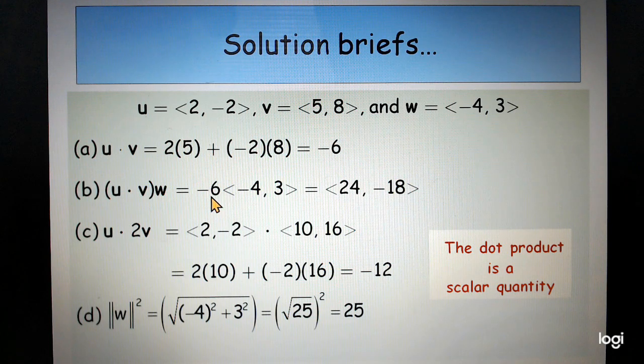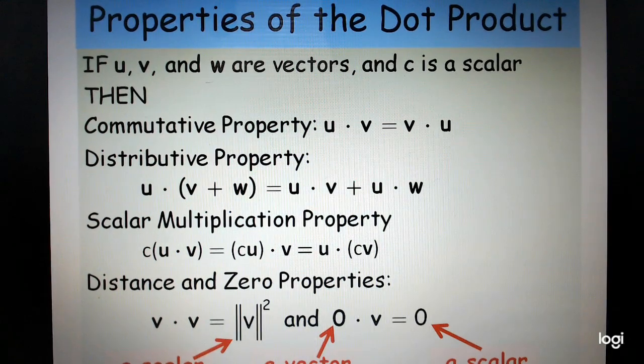And again, notice this is a scalar quantity, and negative 6 times w, we're simply multiplying each of the components of w by negative 6, so 24 comma negative 18. This is a vector quantity. When you multiply a scalar times a vector, you get another vector. However, this is a dot product, so this is going to result in a scalar quantity. All right, so you can work through these. They're kind of obvious.